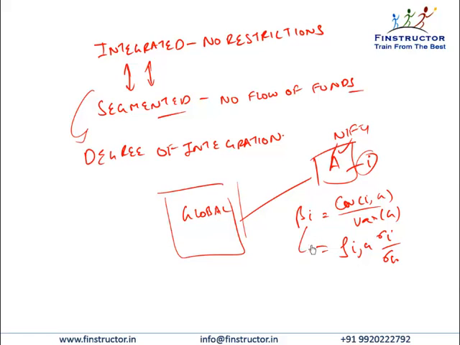Now the beta can always be calculated, whether A is a segmented market or an integrated market. The calculation of beta can always be done. Beta will be the covariance upon the variance. However, if A was a fully segmented market, would this beta have much meaning? Or rather, would this low correlation have much meaning, assuming there is a low correlation between the global portfolio and stock I?